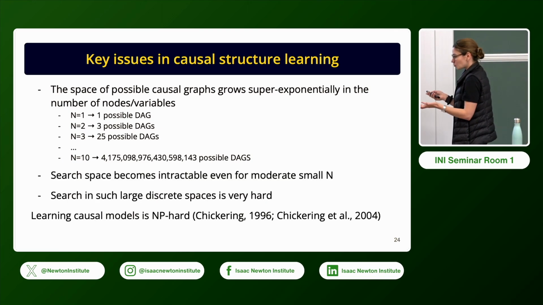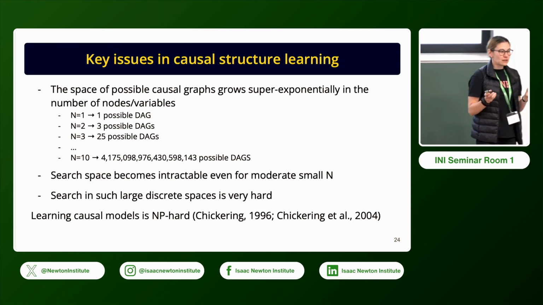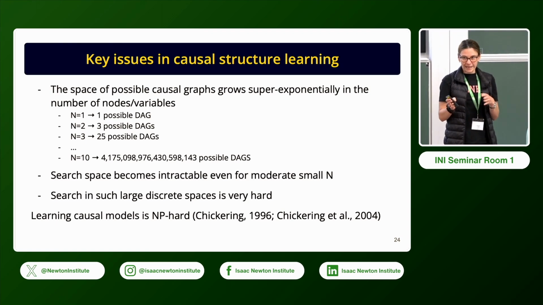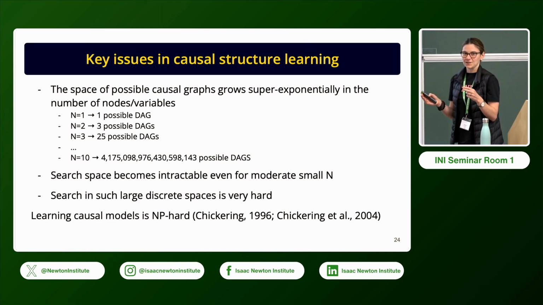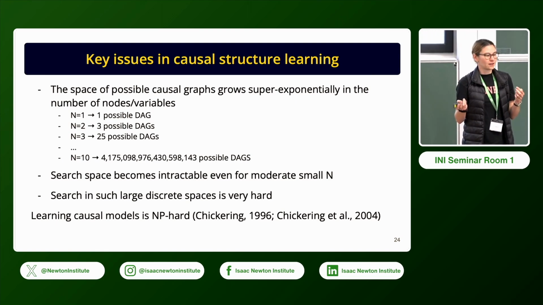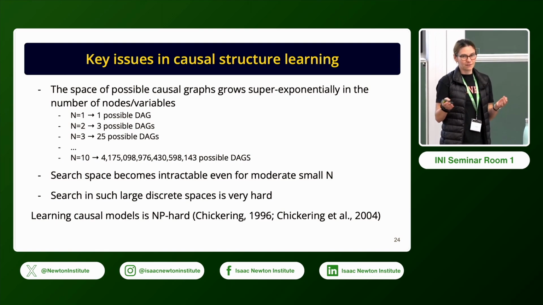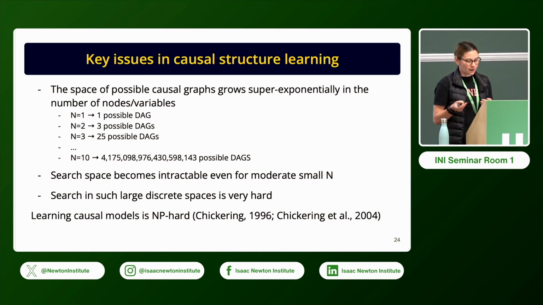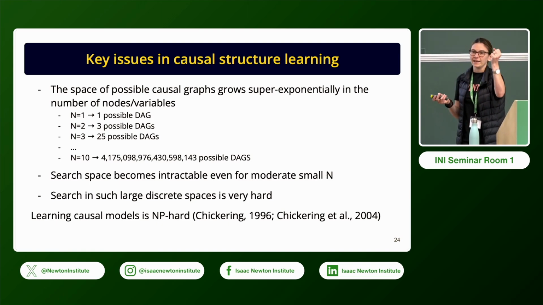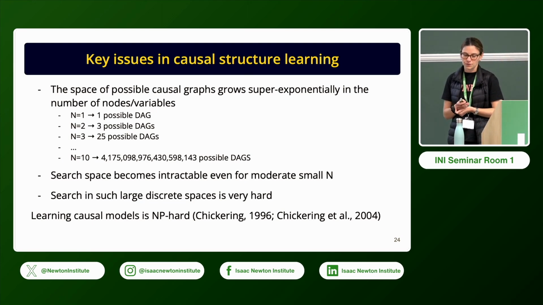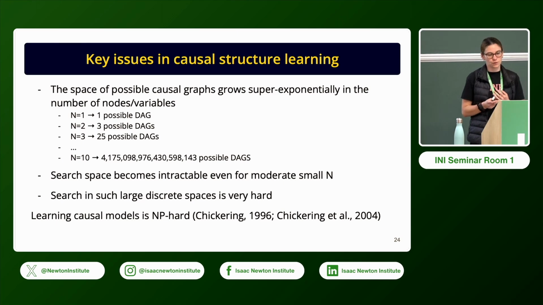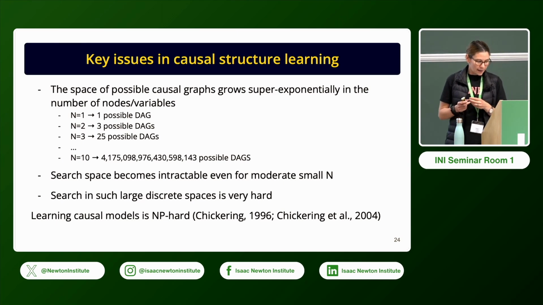So search in this space becomes intractable even for moderate or even small n. And what makes it worse is this is a discrete problem, right? So we cannot really use something like gradients to easily optimize and find meaningful representations, simply because switching on or off one edge and keeping everything else the same can give you a totally different answer. So searching such large discrete spaces is actually very hard. And there's some work showing that learning a causal model is NP hard.